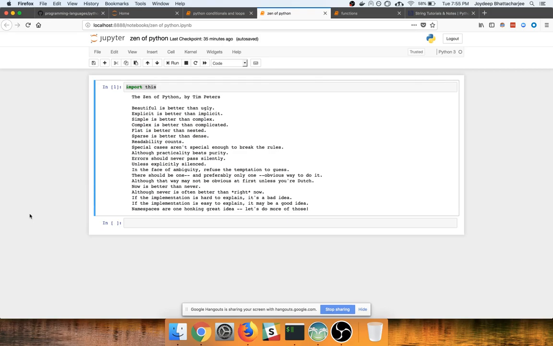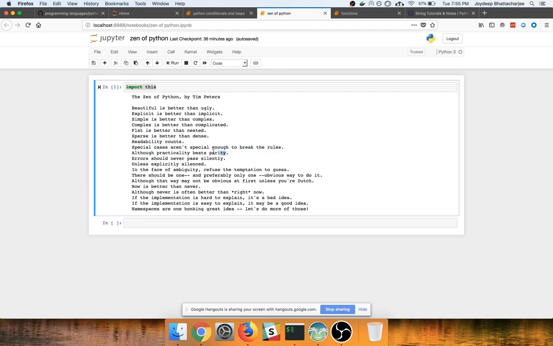The next one is readability counts. So always try to make your code as readable as possible. The next one is special cases aren't special enough to break the rules. Generally you'll think, oh, I understood this high-funda logic, I'll use it in my code, but generally you don't need all those high-funda things. The rules that they have written are good common sense only. You should use common sense as much as possible. So that's what this means.